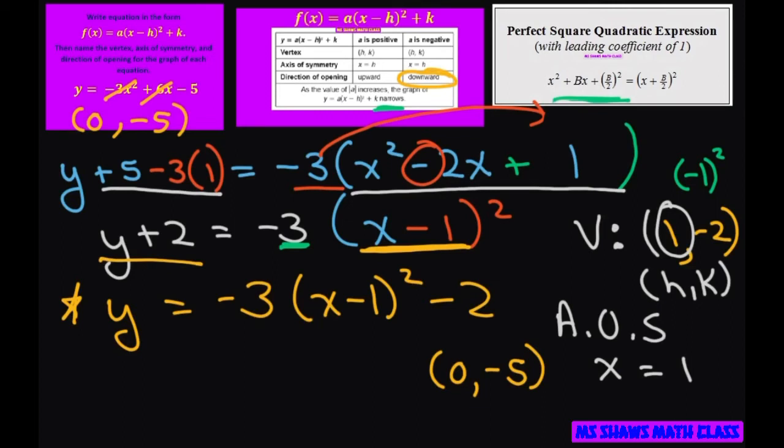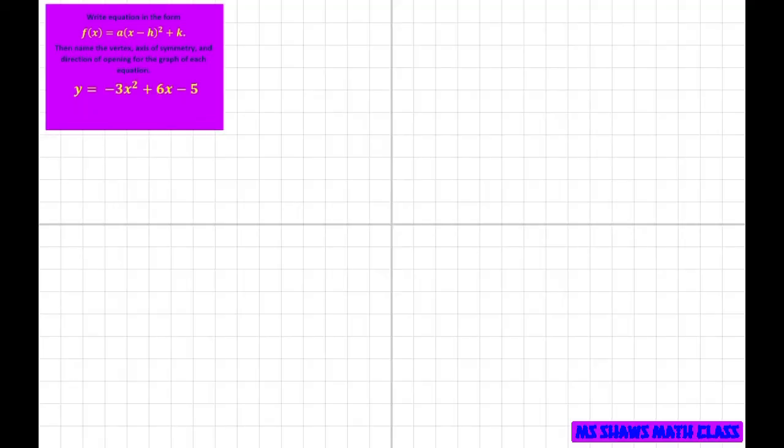So we have 1, negative 2 as our vertex. So that's our vertex. All right. Now, we know our y-intercept is negative 5. It's right there. So 1, 2, 3, 4, 5. Our axis of symmetry is x equals 1 right here. That's that line.